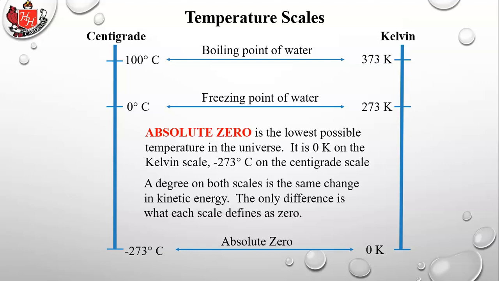However, the only difference between them is what they decided to call 0. The centigrade scale calls the freezing point of water 0, whereas the Kelvin scale calls the absolute lowest possible temperature in the universe 0. So absolute 0 is the lowest possible temperature in the universe. It is 0 K on the Kelvin scale and negative 273 degrees centigrade on the centigrade scale. A degree on both scales is the same change in kinetic energy. The only difference is what each scale defines as 0.